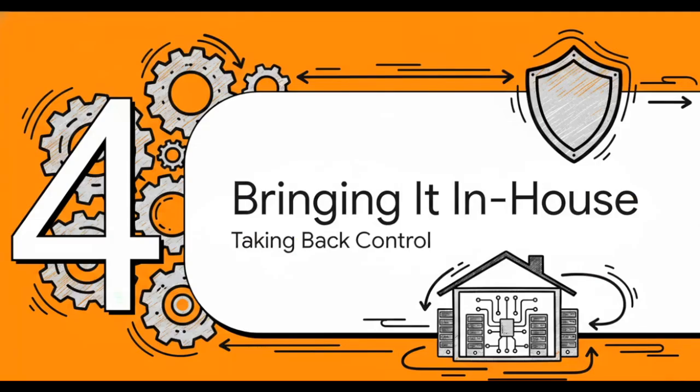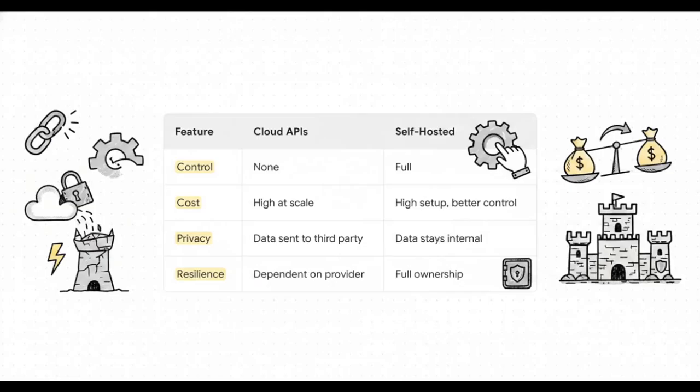In response to this exact fragility, we're seeing a growing number of engineering teams decide to take back control by bringing their AI infrastructure in-house. Now look, this is a big decision with some very clear trade-offs. Using cloud APIs is easy to get started with, but you sacrifice all control, you send your data to third parties, and you're totally dependent on their uptime. Self-hosting gives you full control, it keeps your data private, and it lets you design for resilience. But yeah, it takes more upfront engineering work.